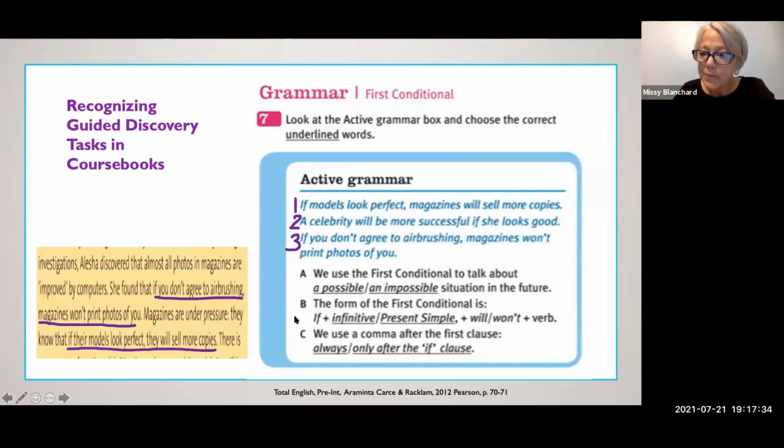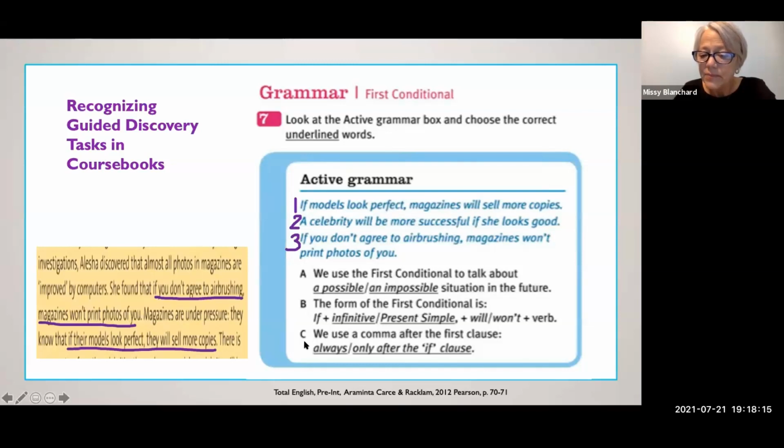And then if you look at letter B, you can see that that question is about the form. In the if clause of these three examples, are we going to find the infinitive of the verb or the simple present? Again, if we go back to our examples, you can see in sentence number 2, if she looks good, we know that's the simple present because of that S on the verb. So then we can circle present simple there.